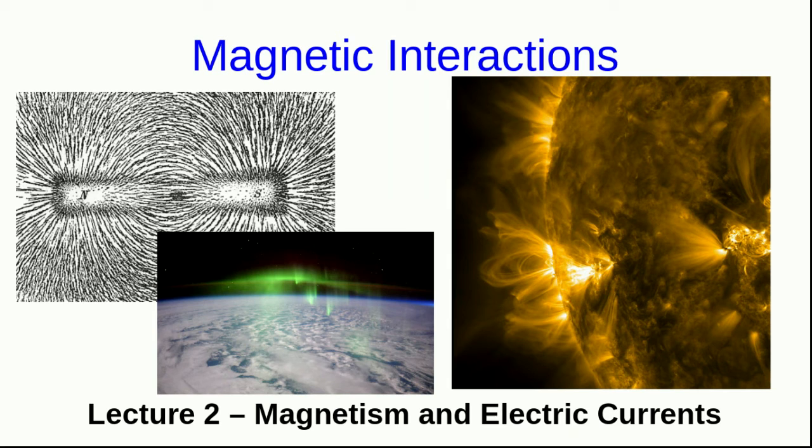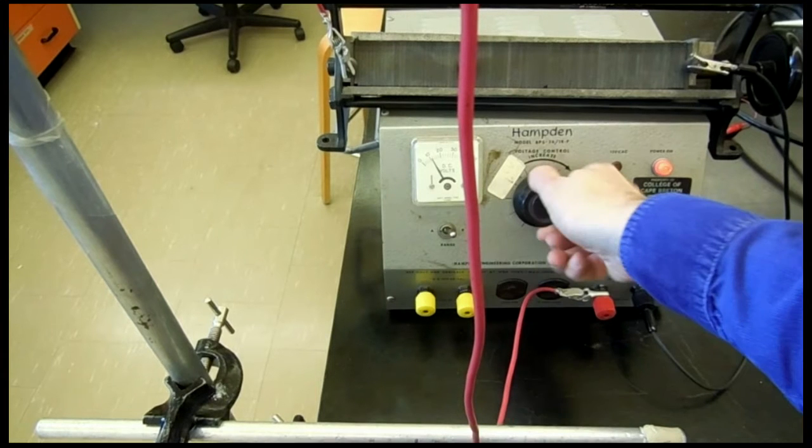Hello, and welcome to Lecture 2 of Magnetic Interactions in PHYS 1204. So far, I've mostly been talking about permanent magnets, things like rare earth magnets and compasses that we're fairly familiar with. But those permanent magnets actually turn out to be extremely complicated. What's easier to understand is the magnetic fields that are produced by currents in wires.